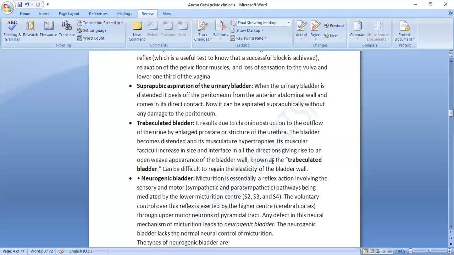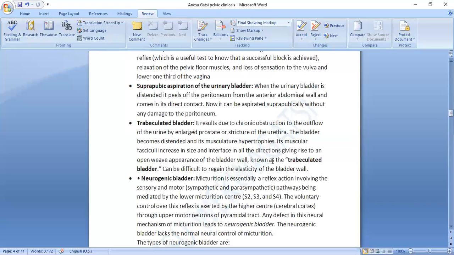So voluntary urination is controlled by the higher centers, that is the cerebral cortex. But the lower micturition center just says urinate when it's full, right? So voluntary urination is controlled by the higher centers within the cerebral cortex. So any defect within the neural mechanism that surrounds micturition will lead to what you call a neurogenic bladder.